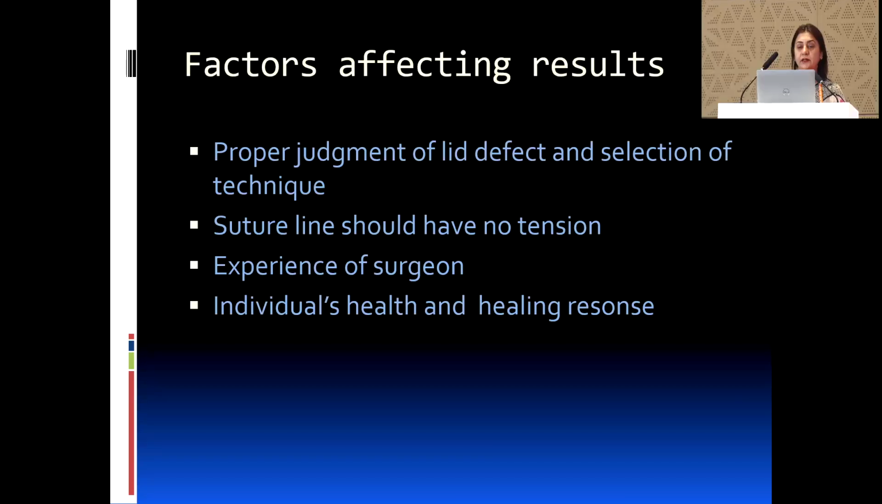Proper judgment of lid defects and selection of technique, a suture line with no tension, a well-experienced surgeon, and the individual's health and nutrition status are very important factors affecting the results.